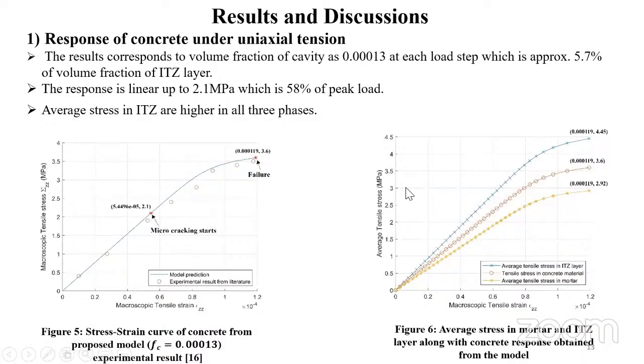So the next curve is the average stress in each phase. The stress in each phase at the failure point can be computed. It shows that the maximum stress at the failure point occurs in the ITZ zone. Hence, the failure starts in this zone.